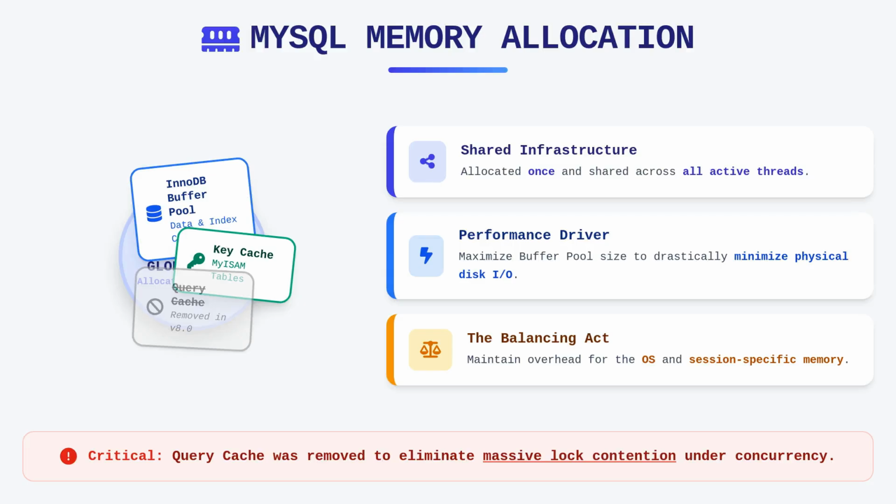Ideally, this occupies a substantial portion of your available system RAM to minimize physical disk I/O. We also have structures like the key cache, which is specifically relevant for MyISAM tables, though its prominence has declined in modern workloads. You should note that older features like the query cache were deprecated and subsequently removed in version 8.0 because they created massive lock contention points that hindered performance under concurrency. Effectively tuning these global structures requires a balancing act where you must leave enough overhead for both the operating system and session-specific requirements.